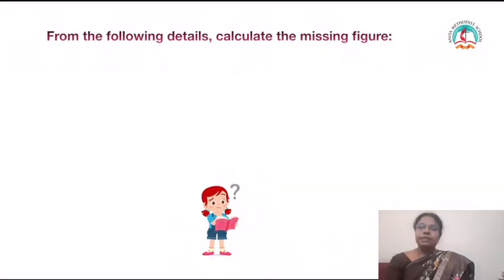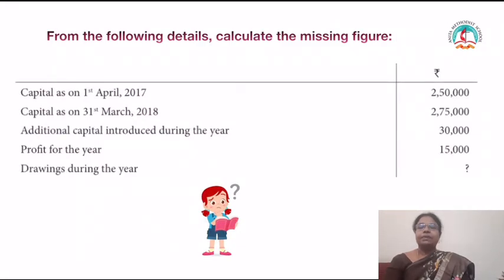So children, let us solve one more problem. You have to calculate the missing figure. Capital as on 1st April 2017 is 2,50,000. Capital as on 31st March 2018, 2,75,000. Additional capital introduced during the year, 30,000. Profit for the year, 15,000. So now we have to find out the drawings during the year. So first let us do the calculation and then we will solve the problem.